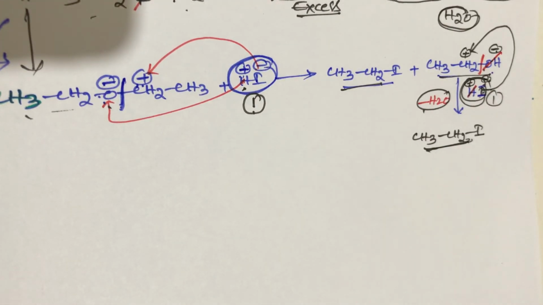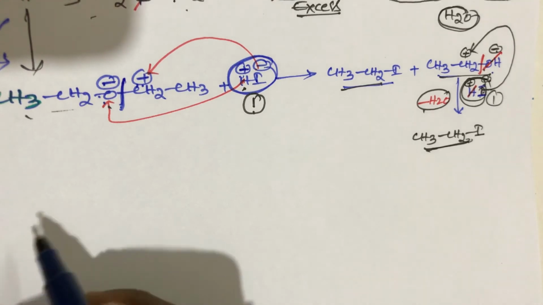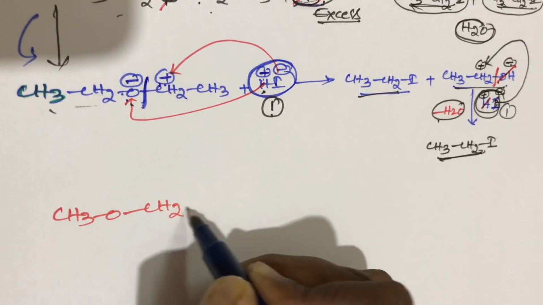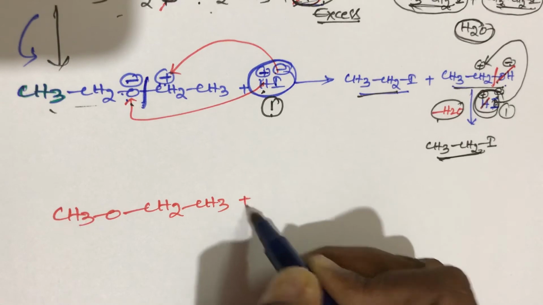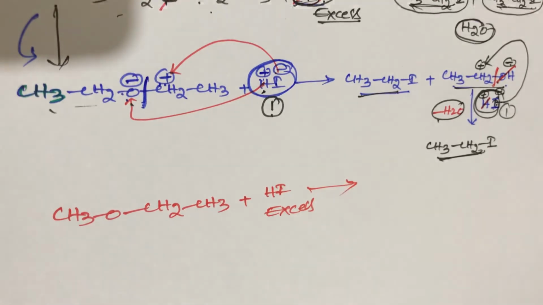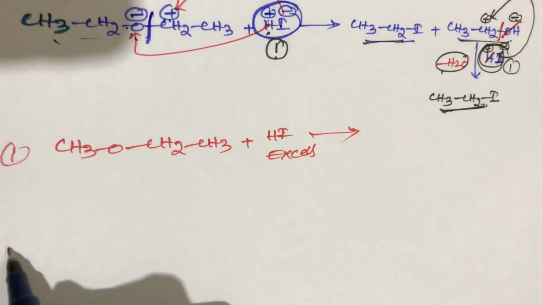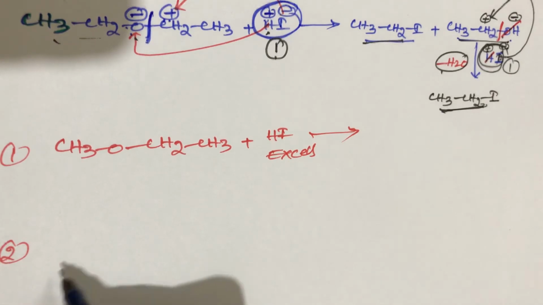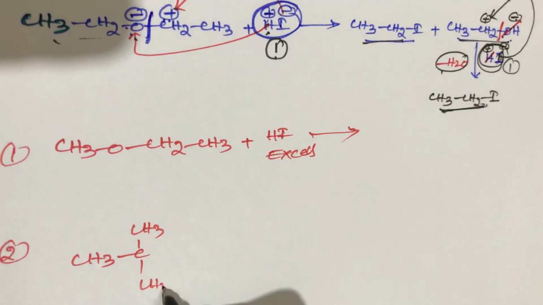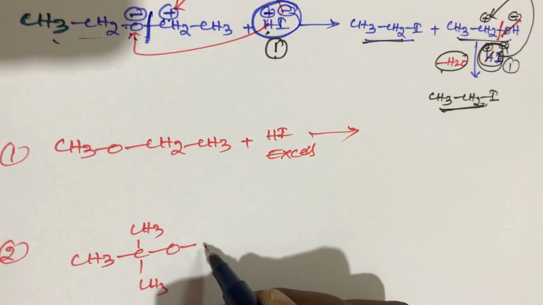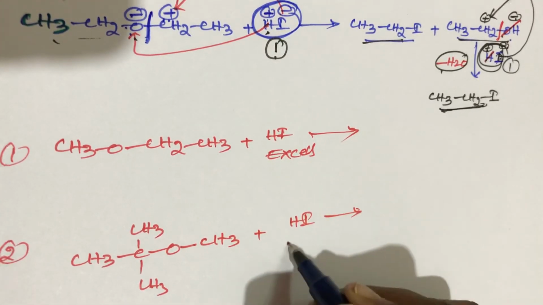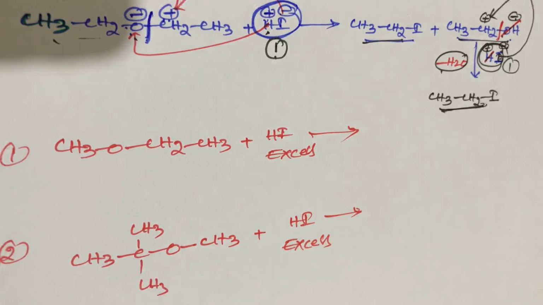Now take some examples. If in case of an unsymmetrical ether, CH3O then CH2 then CH3, reacts with excess of HI. Now the second example: CH3, CH3, CH3, then O, then CH3 plus HI. Same here, also excess of HI. Find out the correct products.